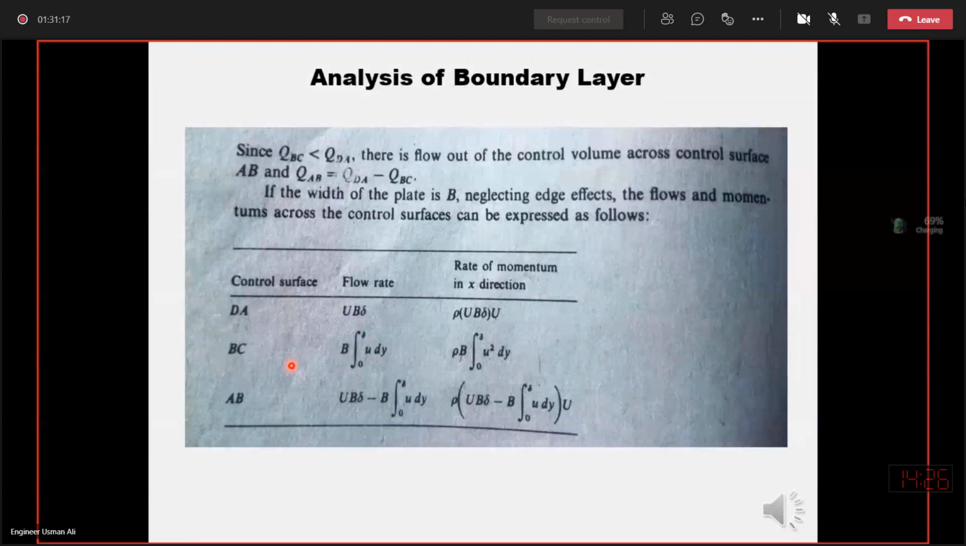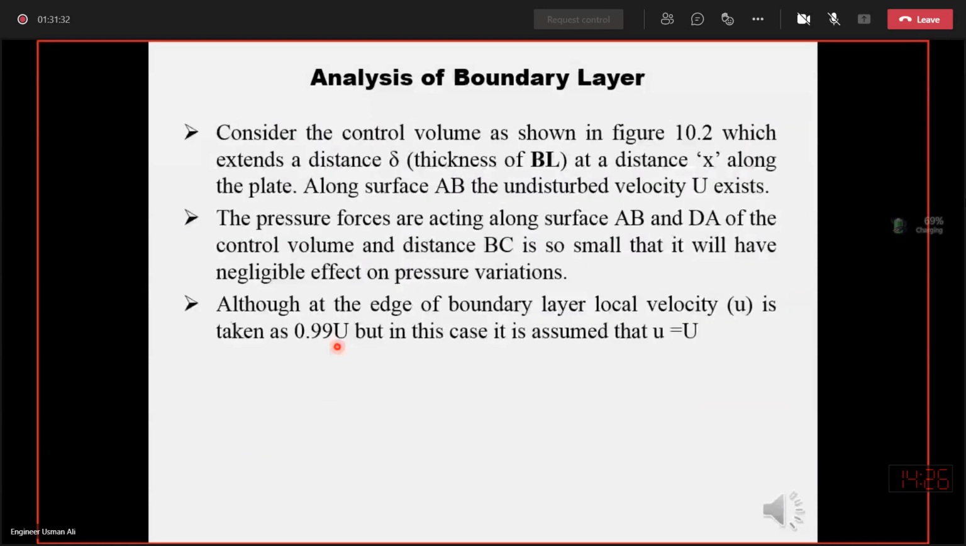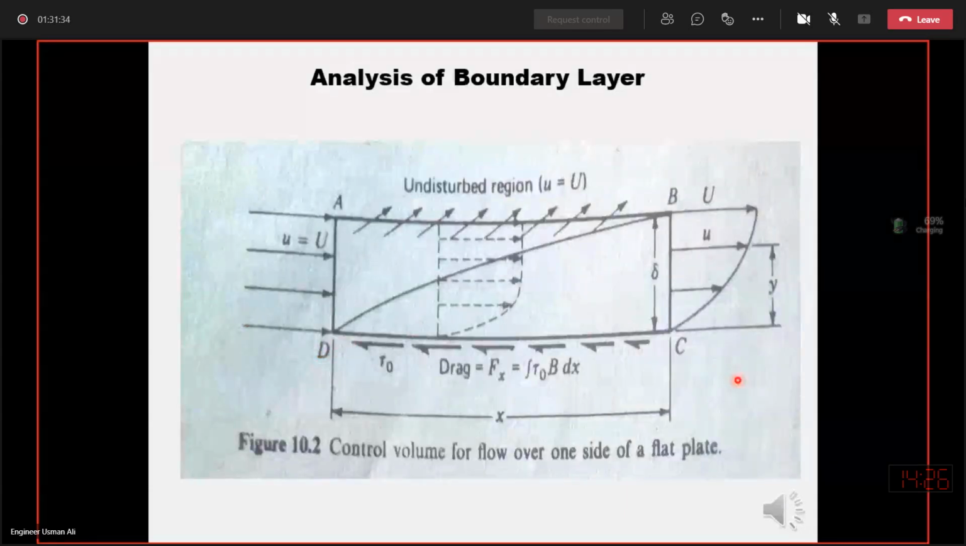u is the velocity at the control surface BC of the fluid, and this shows the summation of u into dy along this thickness del. So, have you understood this? How can you write the flow rate at this BC?